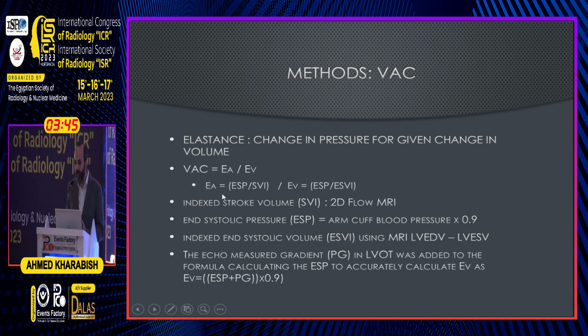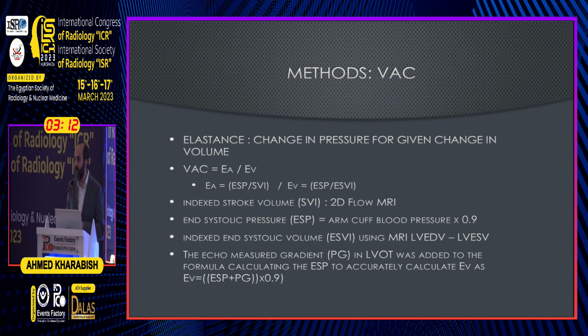So we measured the end systolic pressure in the arteries using the brachial artery pressure, and the pressure inside the ventricle, which is the same as the aortic pressure or the arterial blood pressure, in addition to the gradient exerted by the outflow tract obstruction. The relationship between the elastance in the aorta divided by the elastance in the ventricle will reflect the interaction between the aorta and the ventricle.